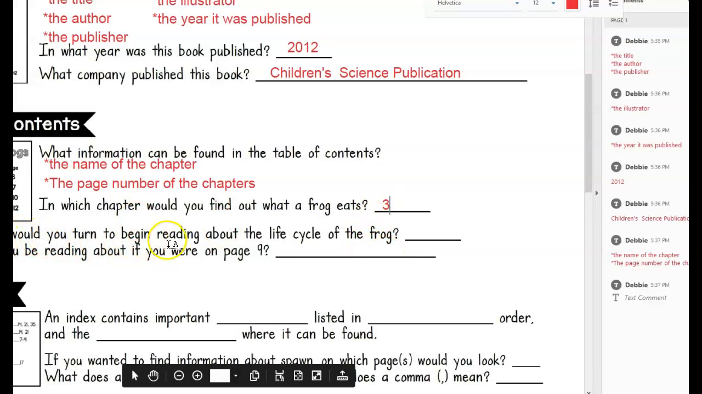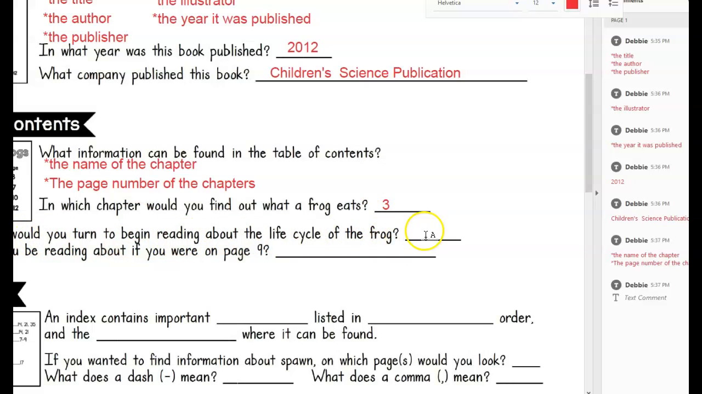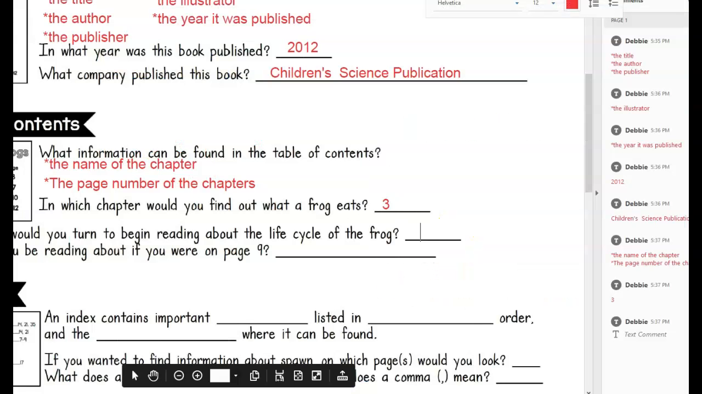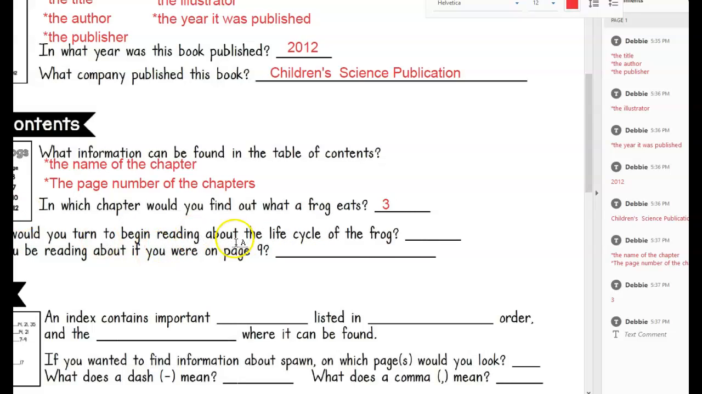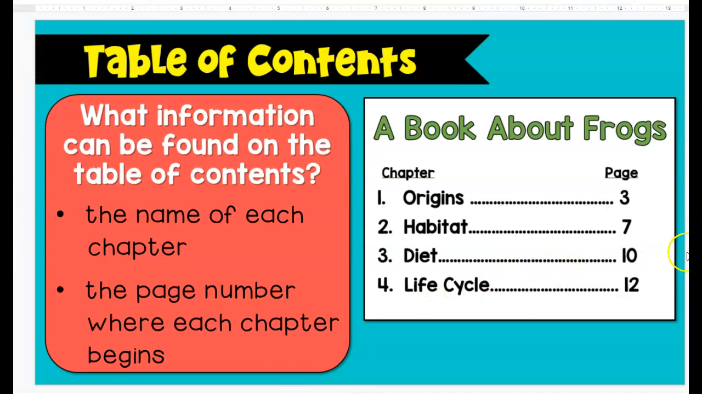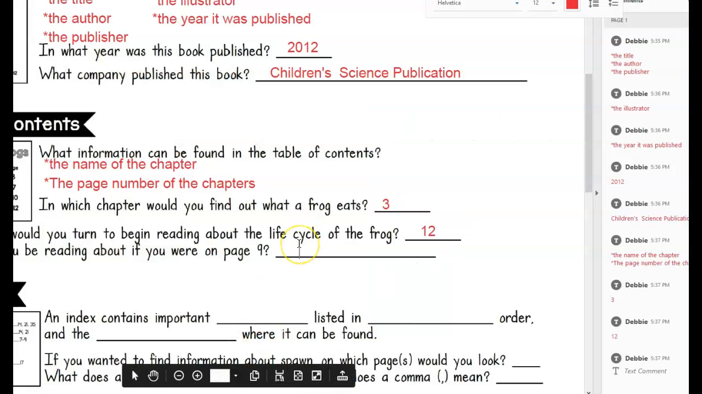To what page would you turn to begin reading about the life cycle of a frog? Let's look at life cycle. We're going to read on page 12 because it says turn to what page. I know that that's off a little bit and you can't read it, but it's what page. So it'd be 12. And what would you be reading about if you were on page 9? We discussed this yesterday that page 9 isn't in here, but if diet starts on 10, then we know we would be reading about the habitat. So in there is habitat.